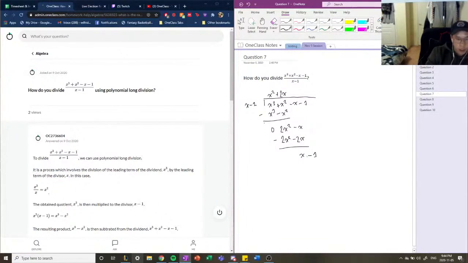And how are we going to match this? Well, we just times it by 1. Right? So 1 times x is x, 1 times negative 1 is negative 1. And we subtract those and we get 0. So now we've divided it, and the answer is x squared plus 2x plus 1. So that's how you long divide.